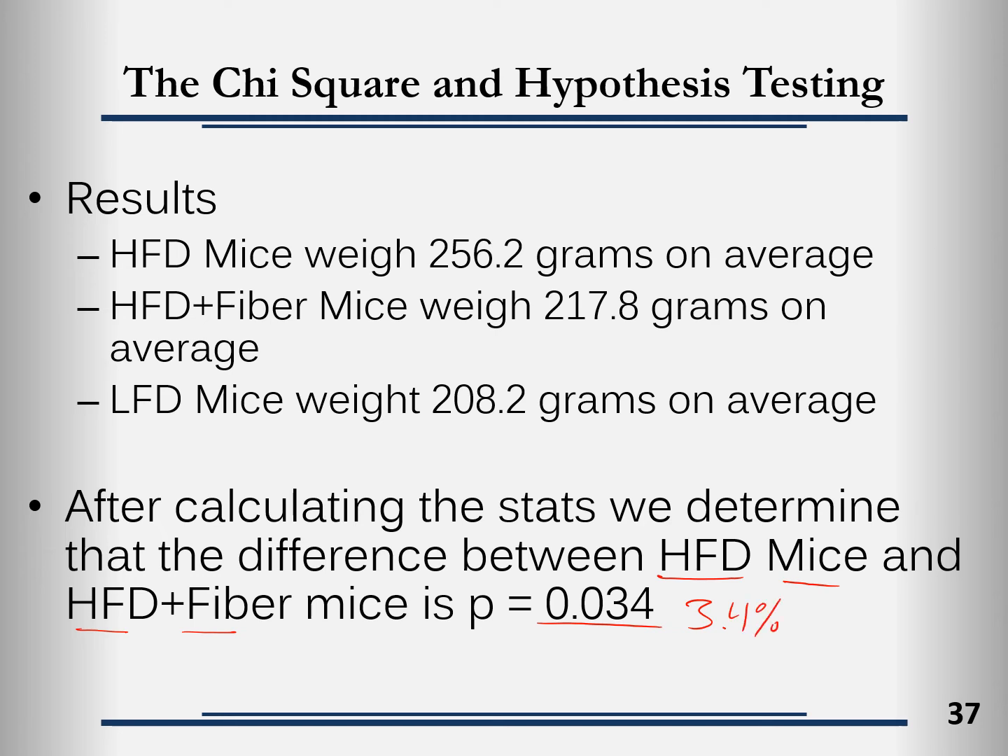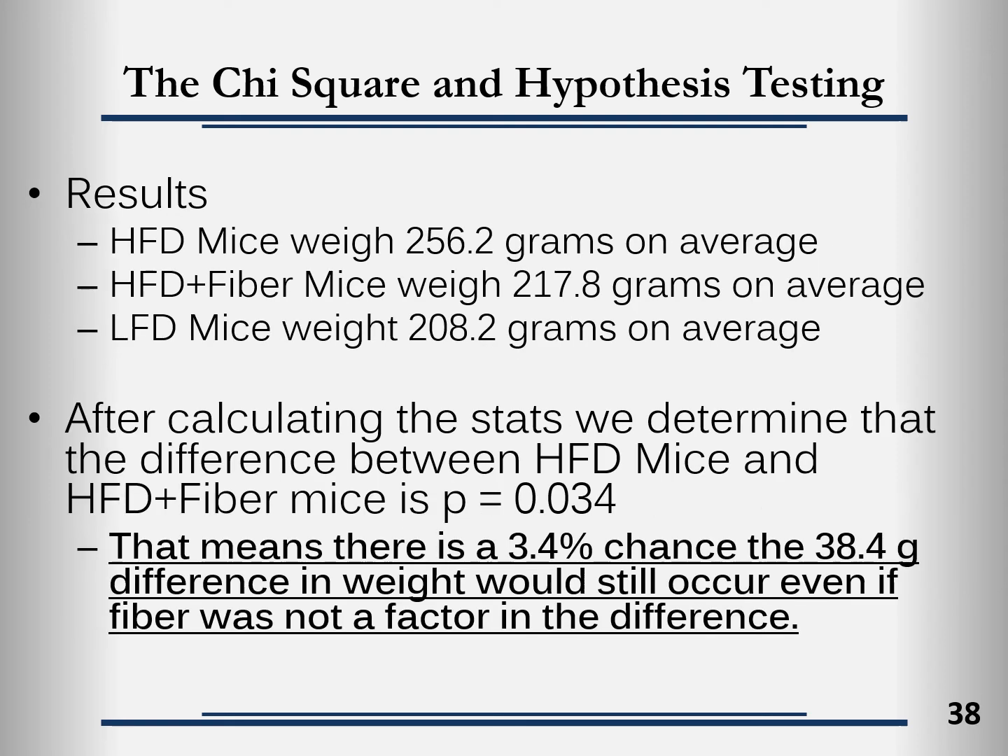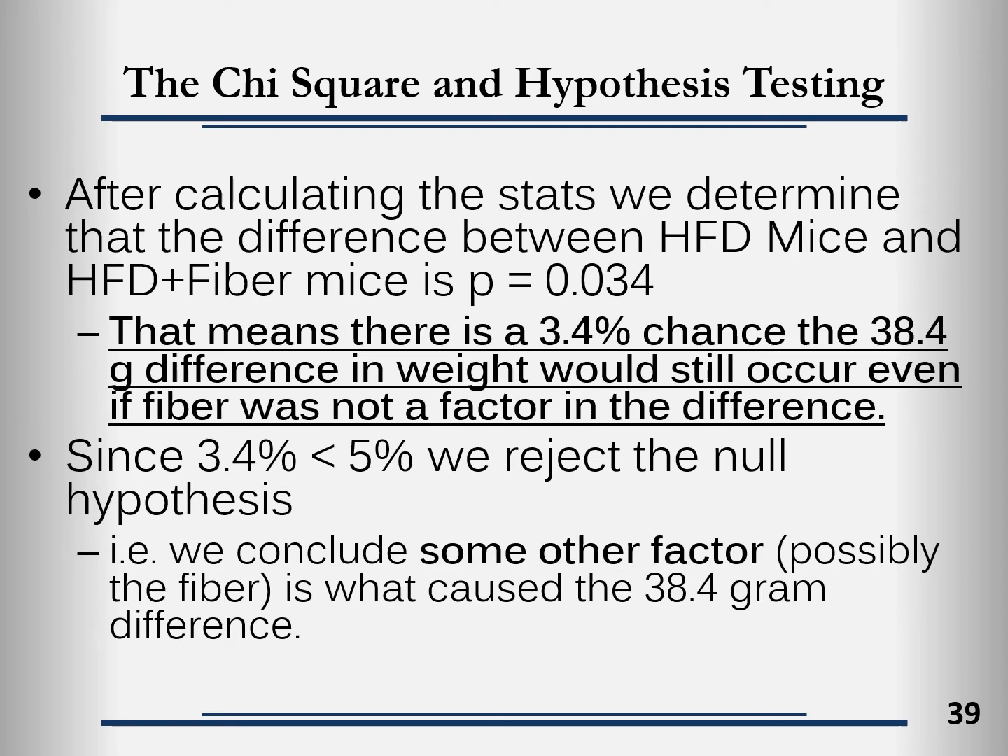So what does that mean? It means that there's a 3.4% chance that the 38.4 gram difference in weight would still occur even if fiber was not a factor in this difference. Since 3.4% is less than 5, we reject the null hypothesis, and we can conclude that some other factor, possibly the fiber, is what caused that 38 gram difference.